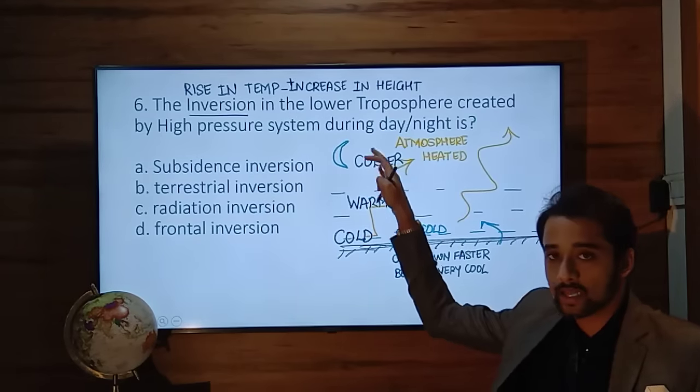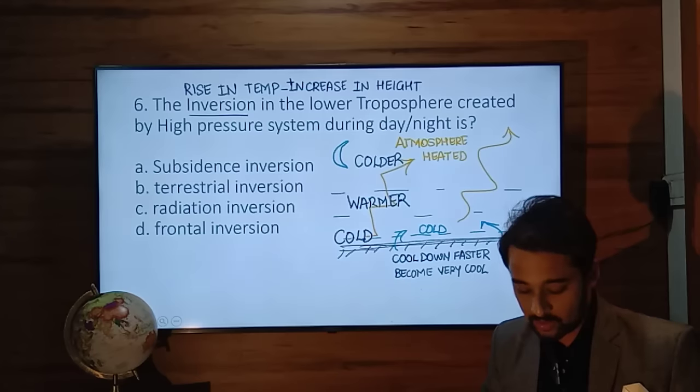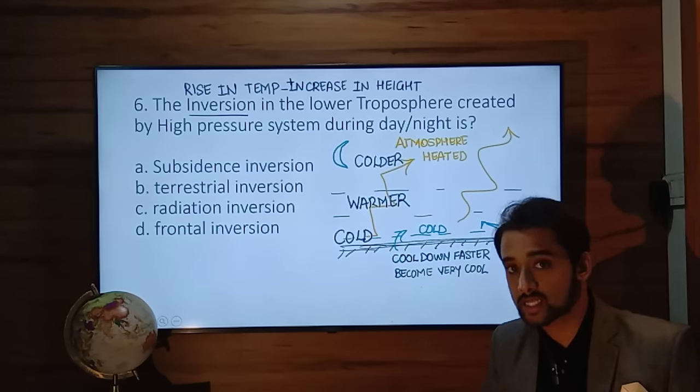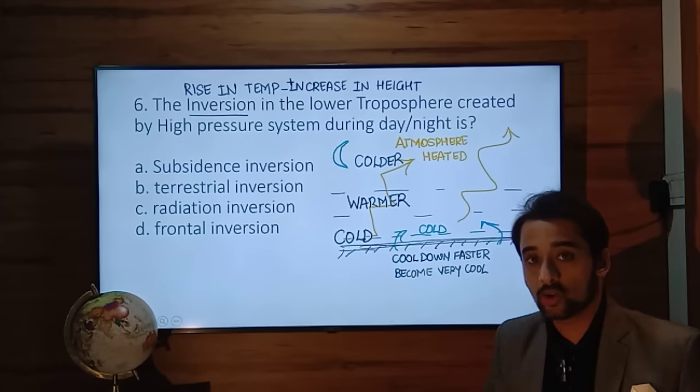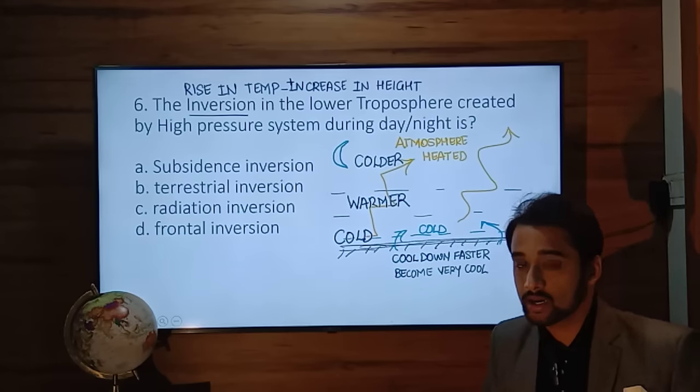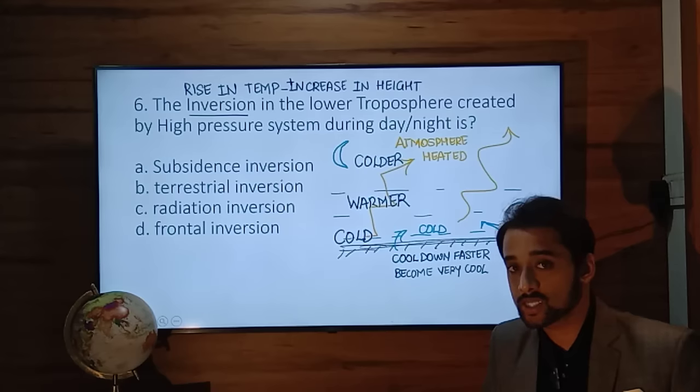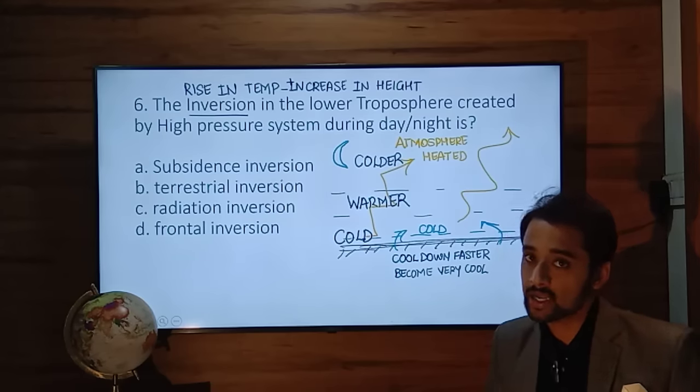The temperature is warmer than the normal lapse rate. So the inversion in the lower atmosphere is created by a high pressure system. Why? Like I told you, due to nocturnal cooling of the land. The land surface cools down after sunset, so low pressure will die down and high pressure will be created on its surface.